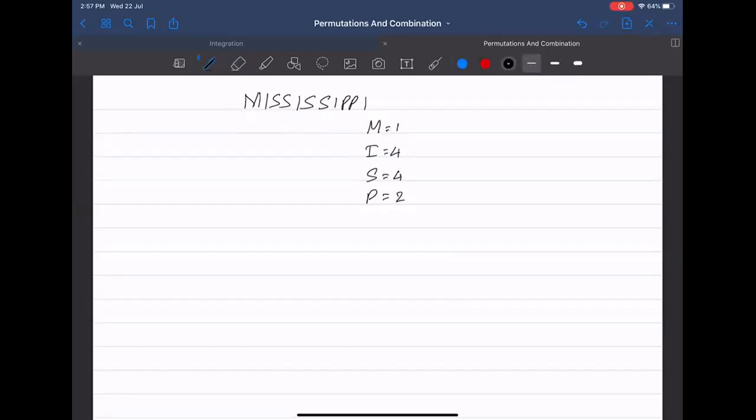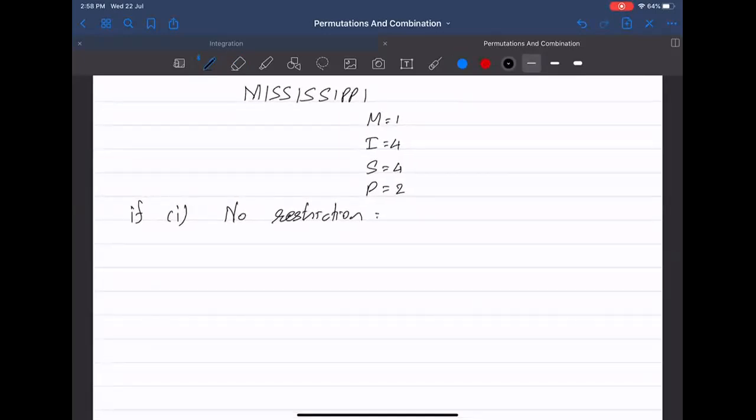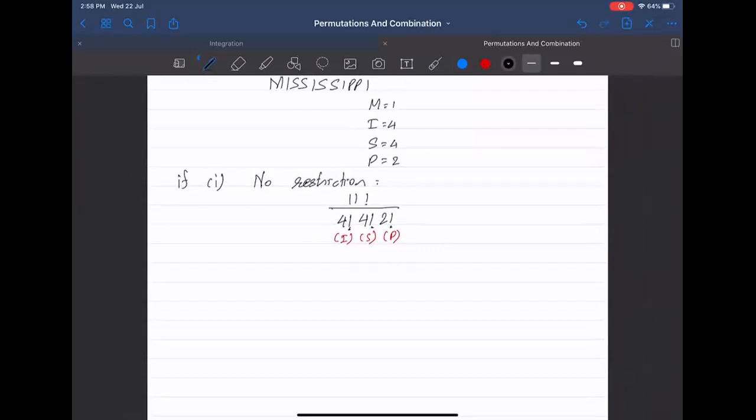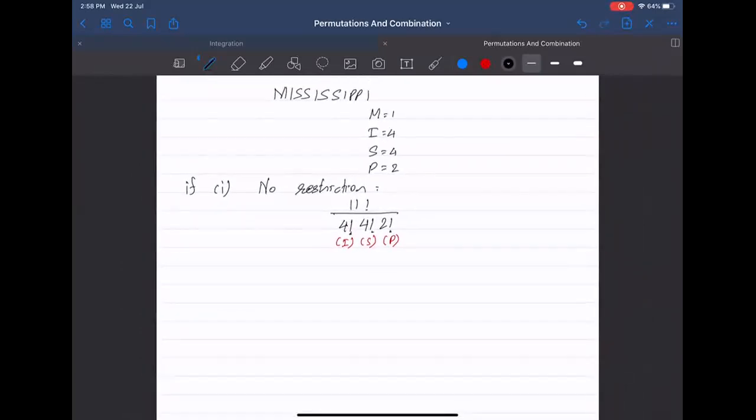Now, how many ways can the letters of the word Mississippi be arranged? Number 1, with no restriction. 11 factorial divided by 2 factorial, 4 factorial, 4 factorial, 2 factorial. Since you are my student, always write below which one is for I, which is for S, and which is for P, so that even the building's watchman can understand. Okay, understood.